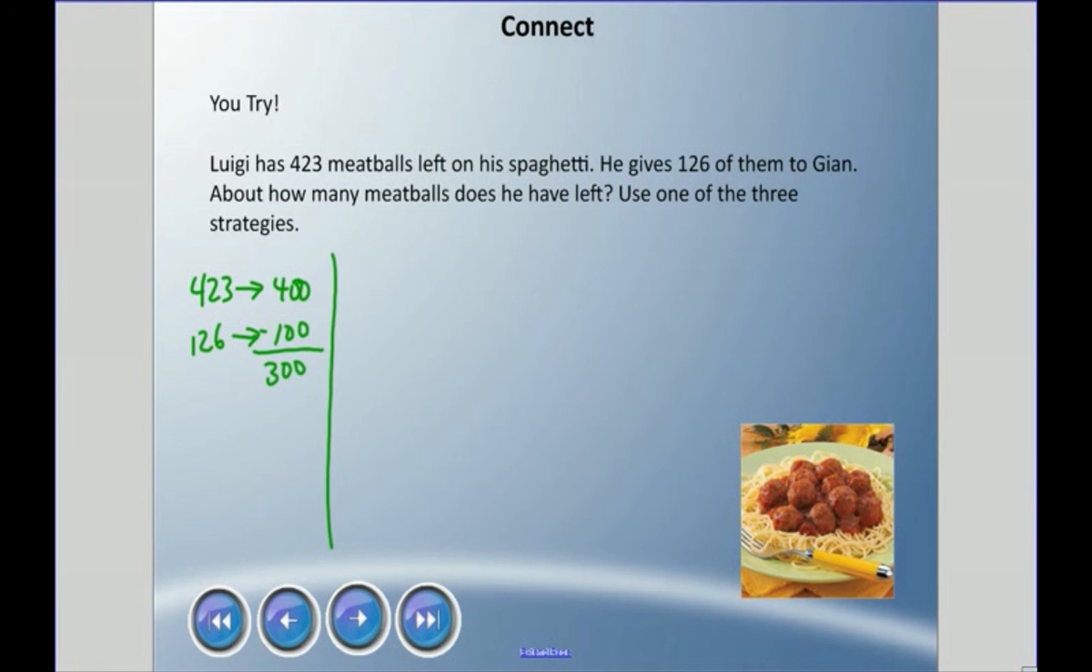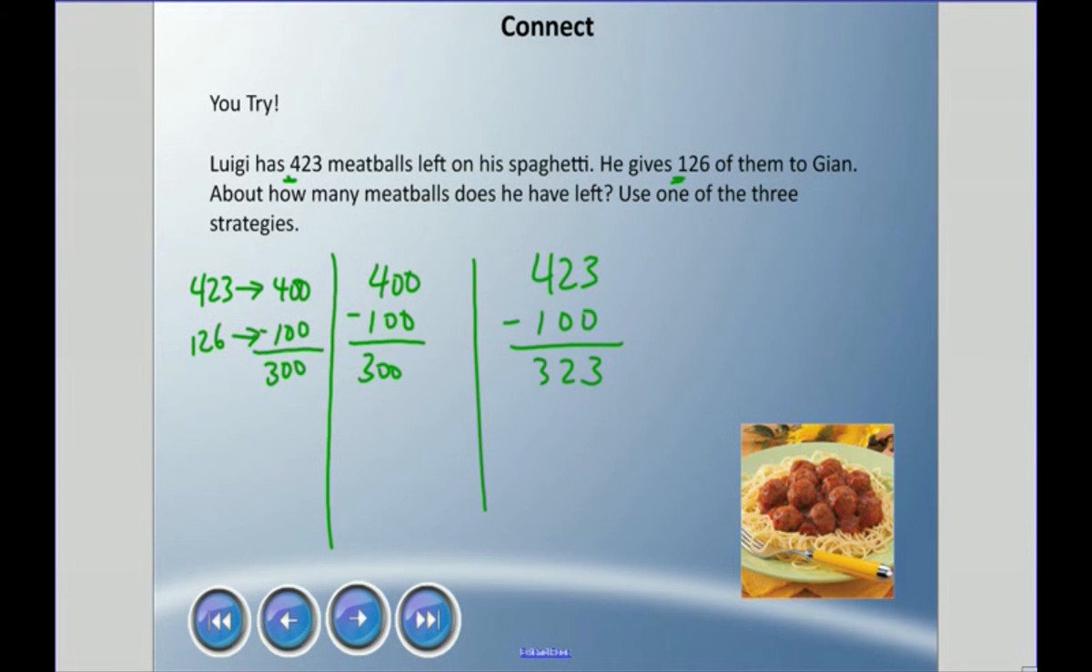Okay. We did another strategy where we did front-end estimation. And in this situation, we're going to get the exact same thing. We're only looking at the first digit for the 423 and the 1 for 126. So it would again be 400 minus 100, which is 300. Third strategy was we only change the second number. So we leave the first number, 423, and we go to the closest 100 on the second. And so that 126, we're going to round down to 100, and we get an answer of 323.